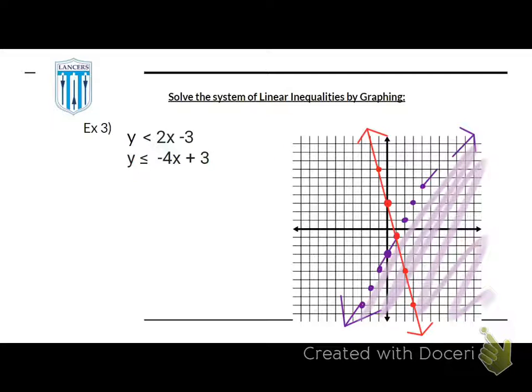We should be shading below that line. Now again, if you're not sure where below is, put your finger somewhere on the line and then pull it straight down the page. That whole section where your finger landed is considered below. So below is over here this time.